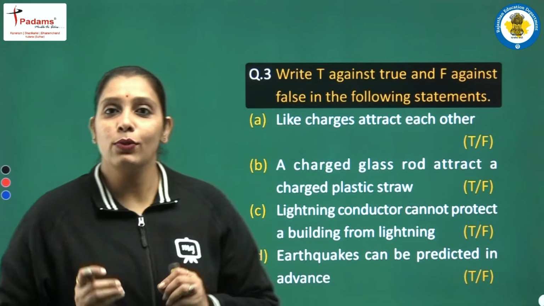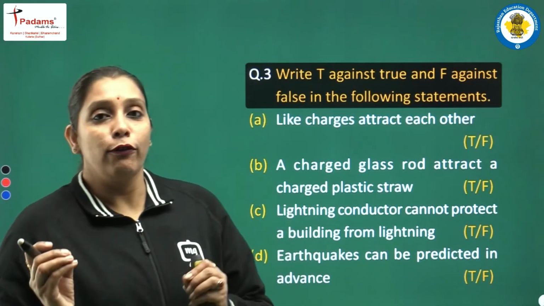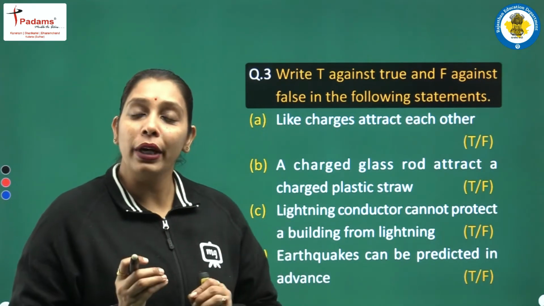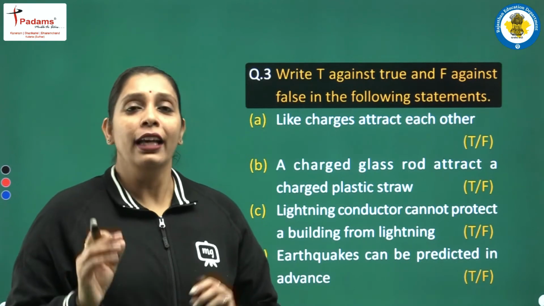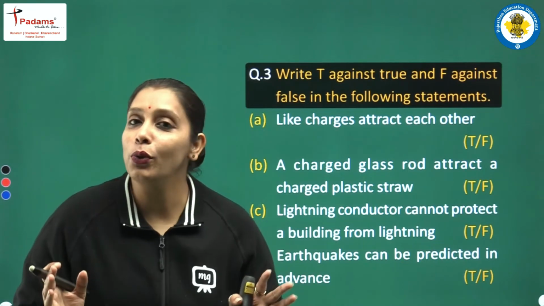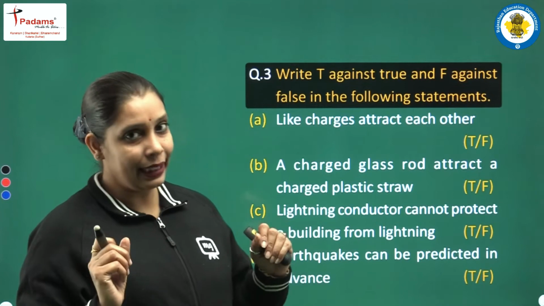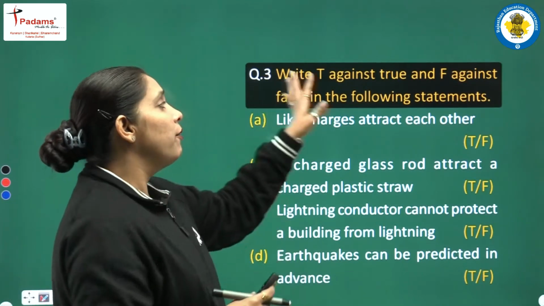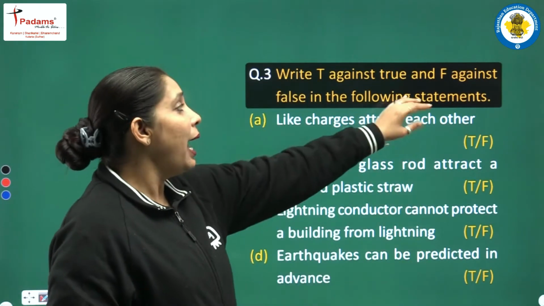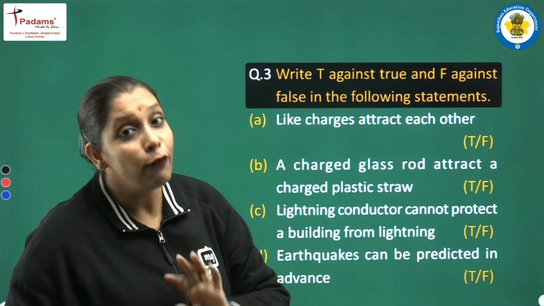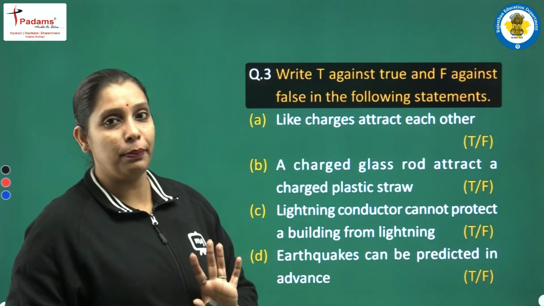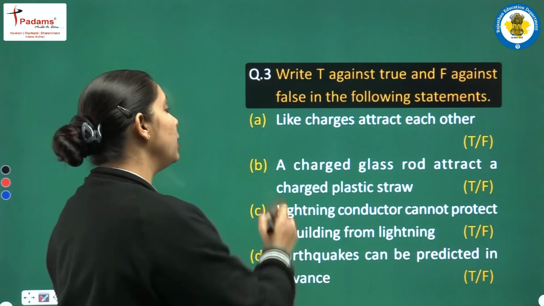एंड नेक्स्ट वन इज वेरी इजी, ट्रू एंड फॉल्स. अगर स्टेटमेंट ट्रू है देन यू हैव टू मार्क टी. इफ द स्टेटमेंट इज फॉल्स देन यू हैव टू मार्क एफ. क्लियर एवरीबॉडी? सो रीड इट. Write T against true and F against false in the following statement. Okay, read one by one.